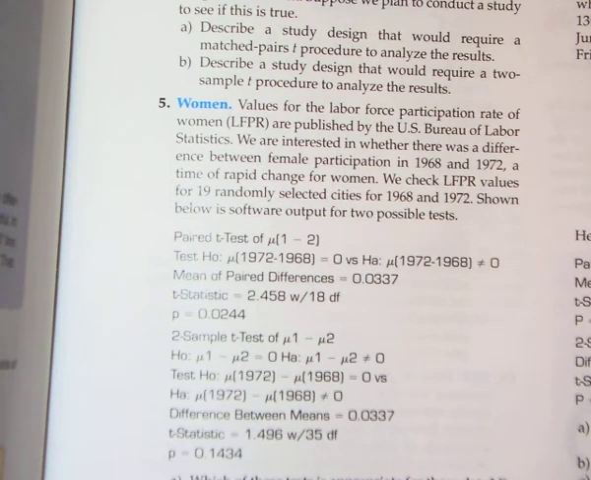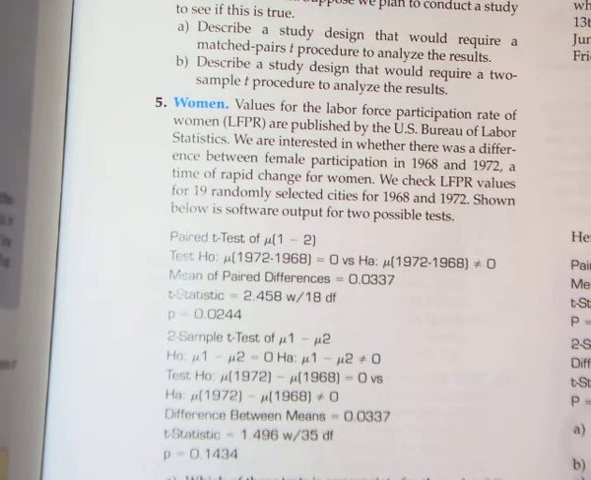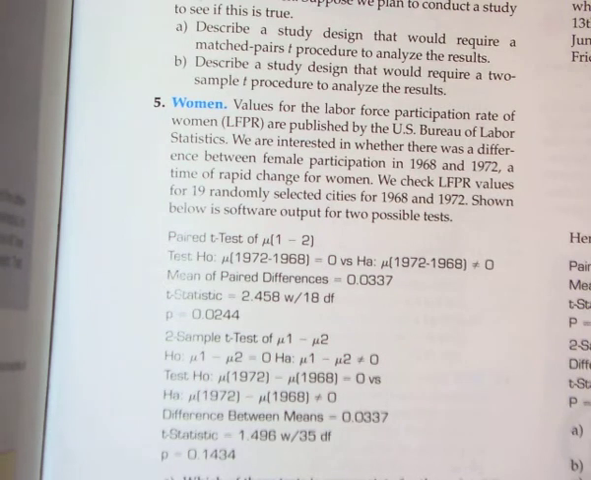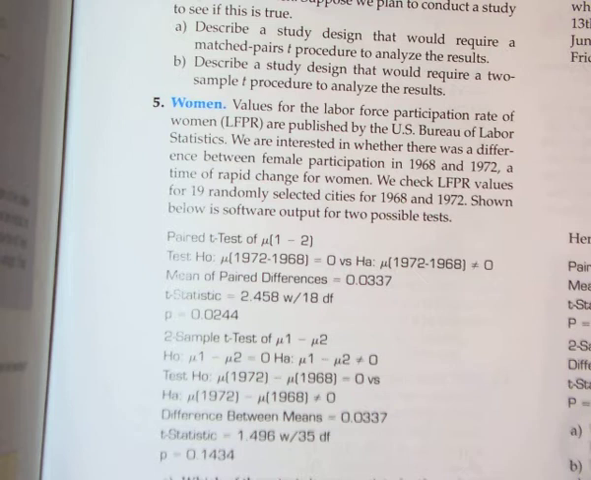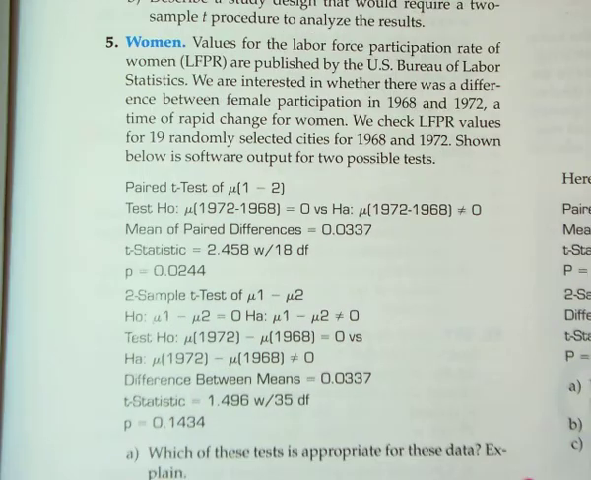Okay, so the second question is, well, that's basically it. So basically we use a paired test, and we would reject the null, and we would determine that there was a difference in the labor rates of women from 1968 to 1972. The p-value is 0.0244. So if we are testing at the 0.05 level, we would reject the null, right?